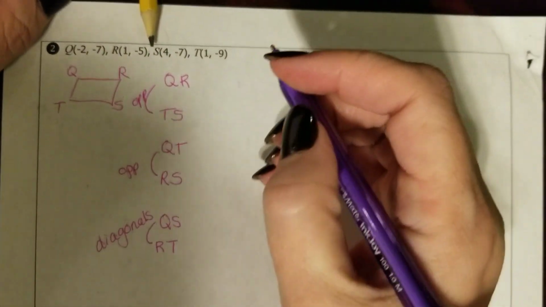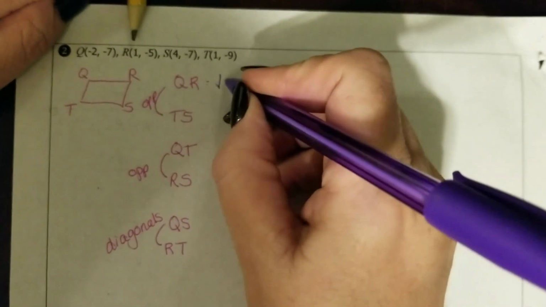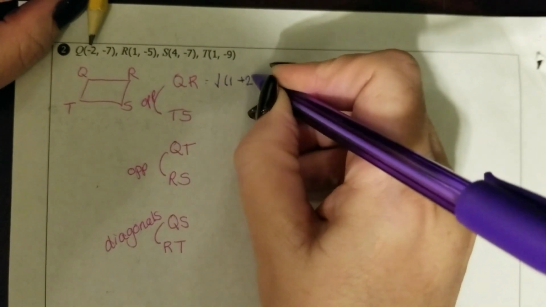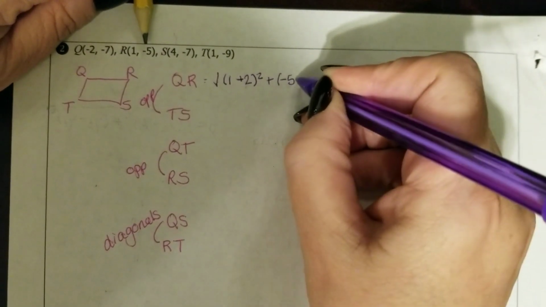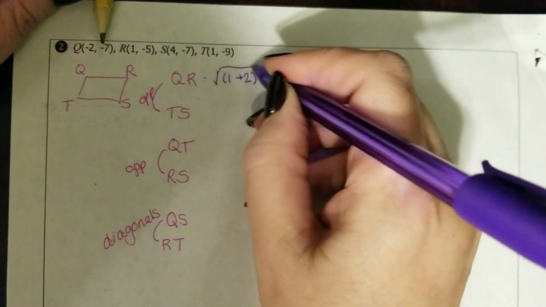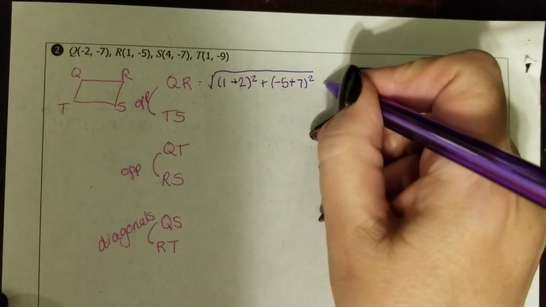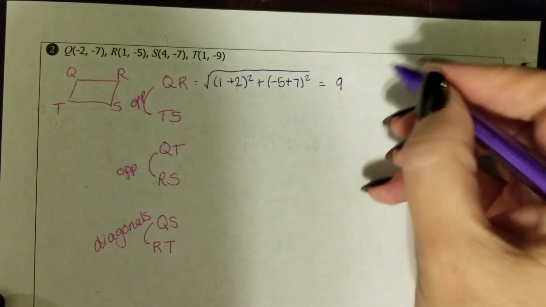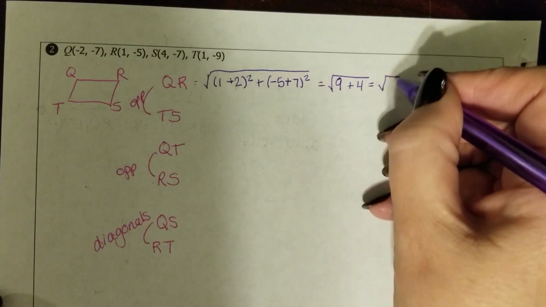Let's see if I can do this without bumping too much. We're going to do equals 1 minus -2 squared plus -5 minus -7 squared. 1 plus 2 is 3. 3 squared is 9. -5 plus 7 is 2. And 2 squared is 4. So we get the square root of 13.